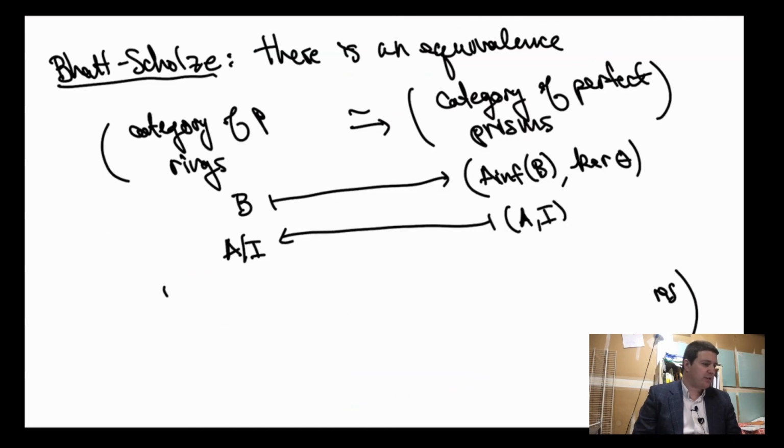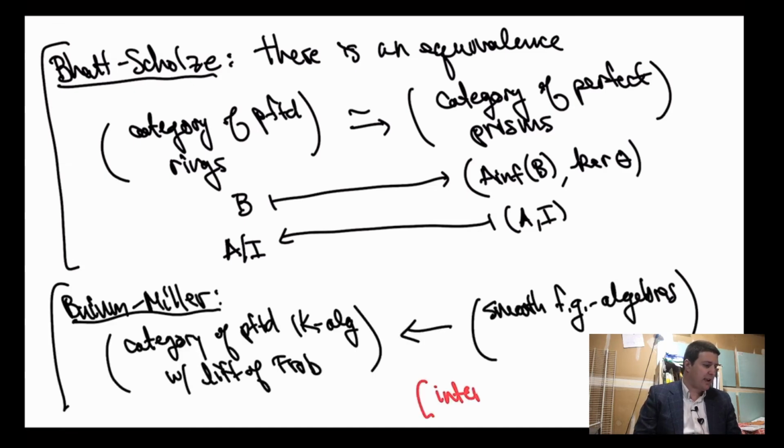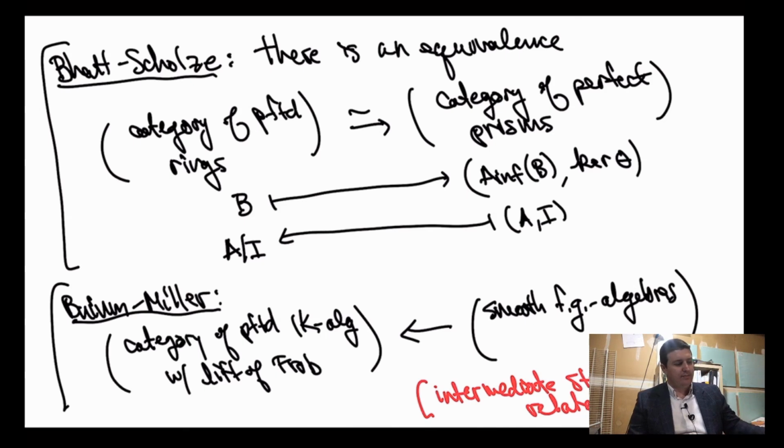Okay, and so the Bhatt-Scholze theorem gives you an equivalence of categories between the category of perfectoid rings and the category of perfect prisms. And then the Boolean-Miller construction gives a way of generating the category of perfectoid K-algebras. It's unclear to me how much of the Boolean-Miller construction can be broken down and how these two things are related. But they're both ways of generating perfectoid rings. And, of course, theirs is an equivalence of categories.